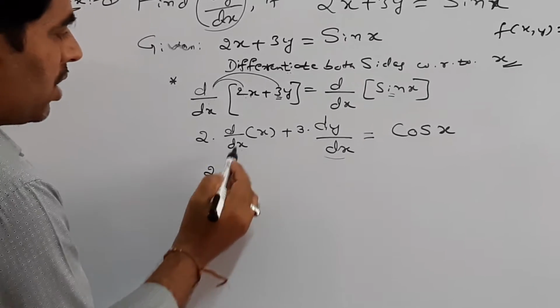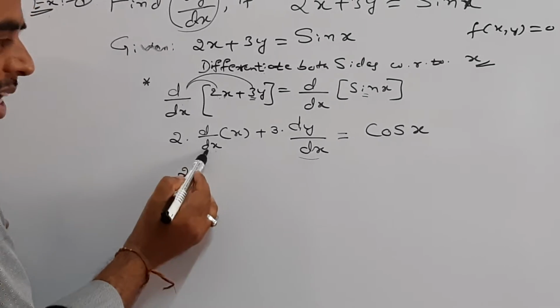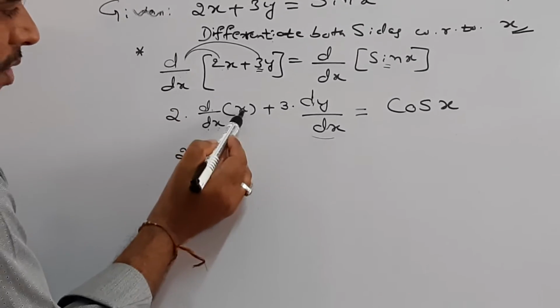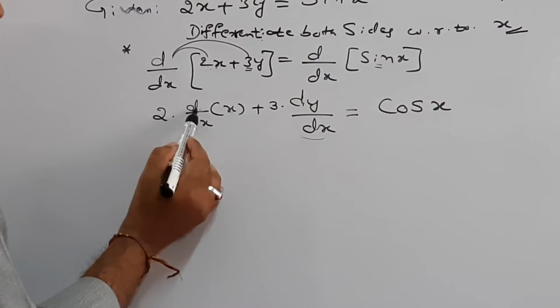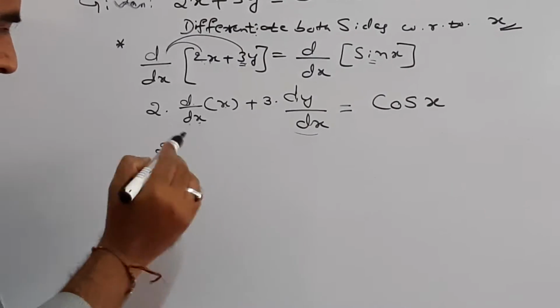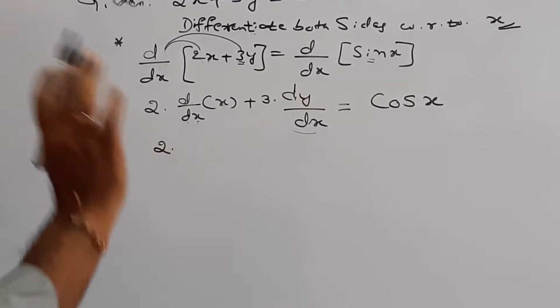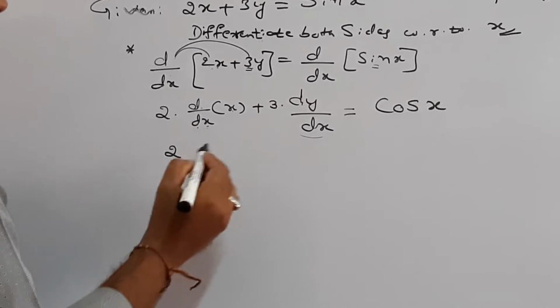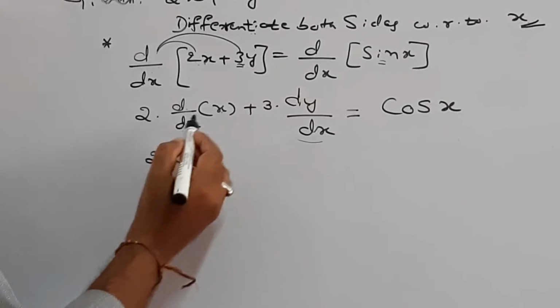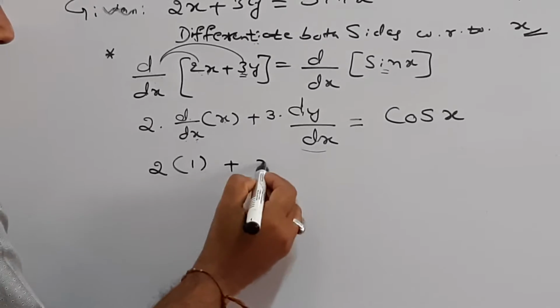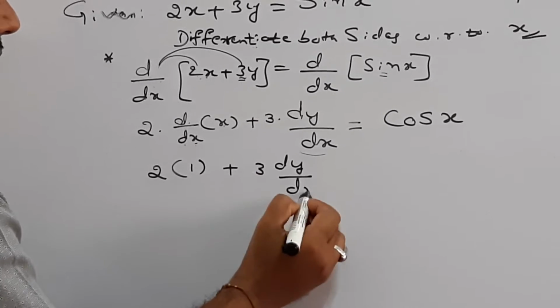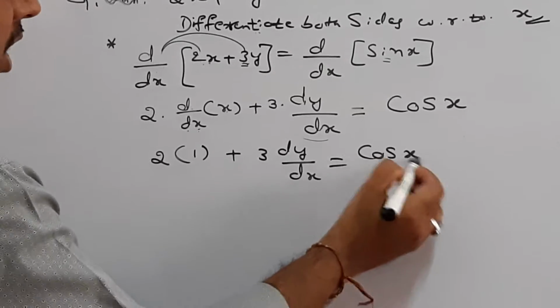So 2 into derivative of x with respect to x, d by dx means derivative. Derivative of x with respect to x is 1. So 2 into 1, that is 2. I will write just 2 plus 3 into dy by dx is equal to cos x as it is.